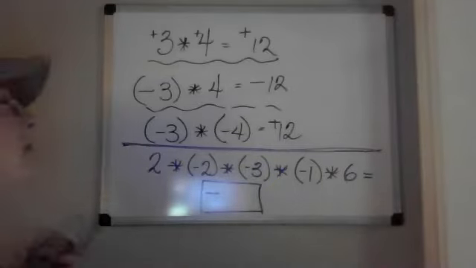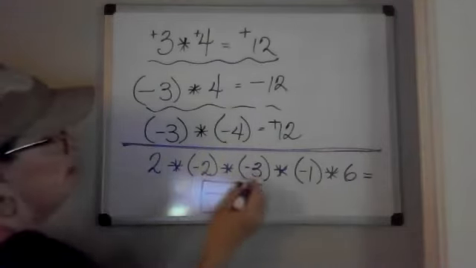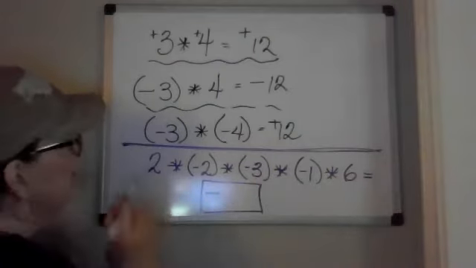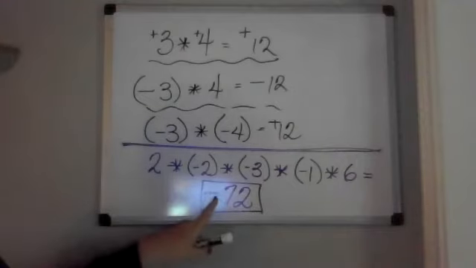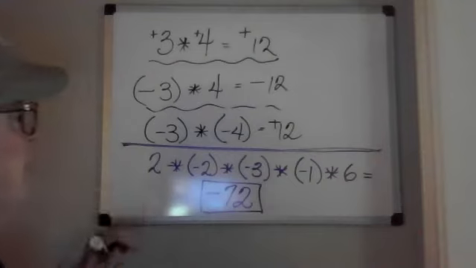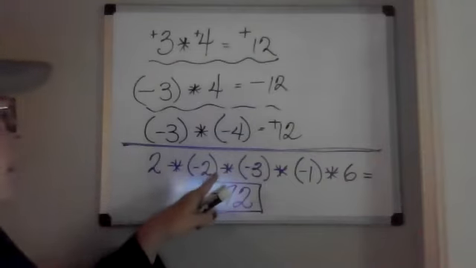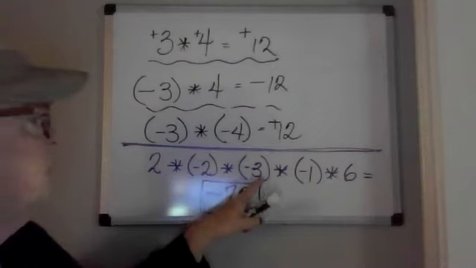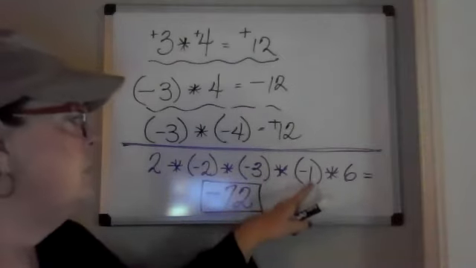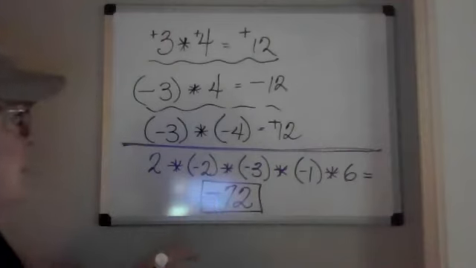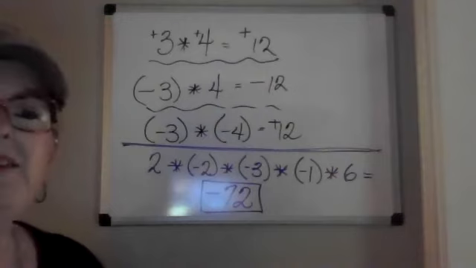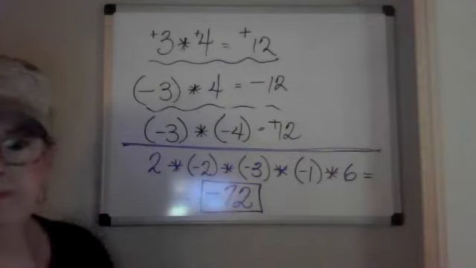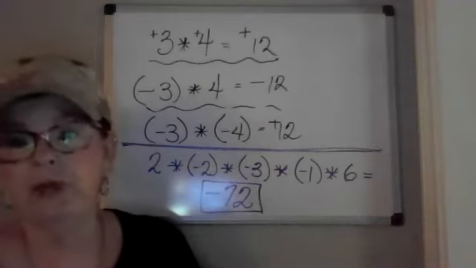Now, some of you will need a calculator to do this. After you know what the sign is going to be, use your calculator if you want. 2 times 2 is 4. 4 times 3 is 12. And 12 times 1 is 12. And 12 times 6 is 72. So find out your sign first. That's the challenge. Then you all know how to multiply.